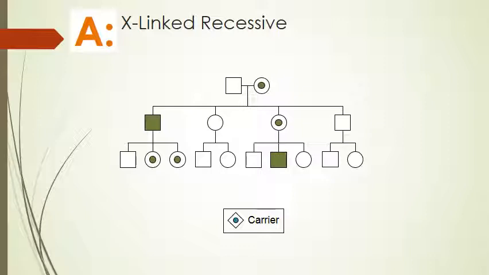When looking at this slide, you see that you have two males that are affected. You have females that are carriers. Both mothers of the affected males were carriers for this gene, but because it was X-linked recessive, they did not suffer from the specific disease.